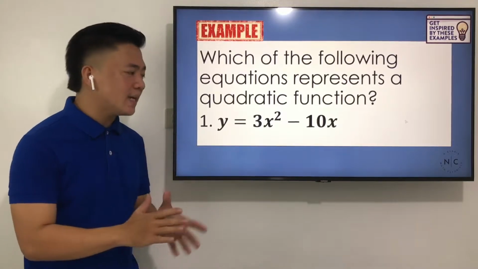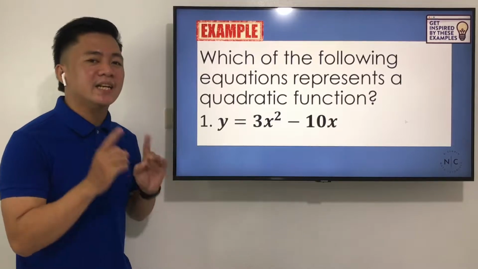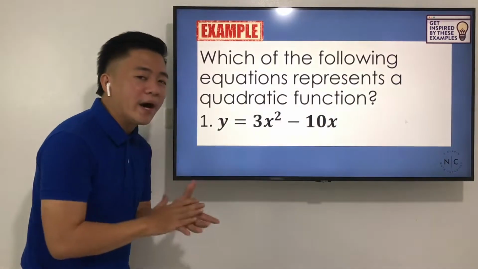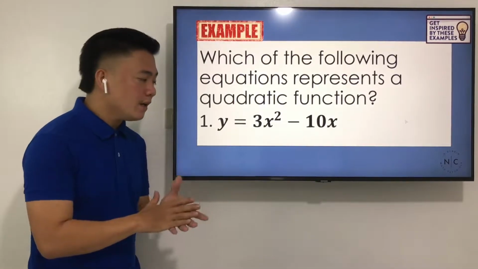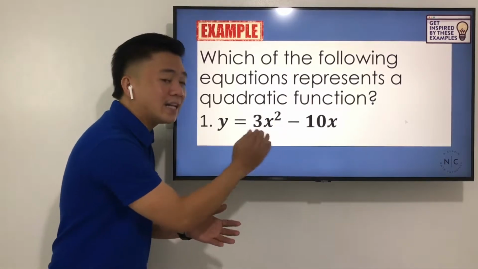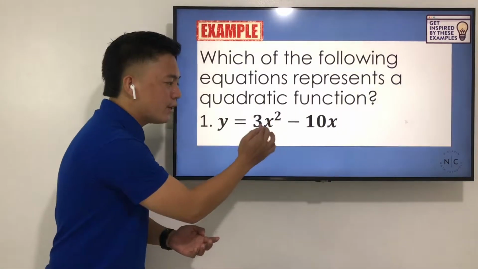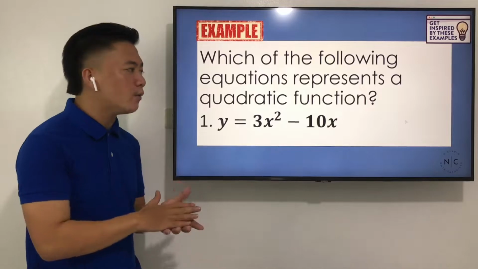So, paano ba natin malalaman kung yung ating equation is a quadratic function? Unang-una, titignan natin kung meron ba tayong variable y or variable x. And then, kung wala man tayong y, at least we have f of x and also yung ating variable na x. So, dito meron tayong y, meron tayong x. So, possible na quadratic function to.